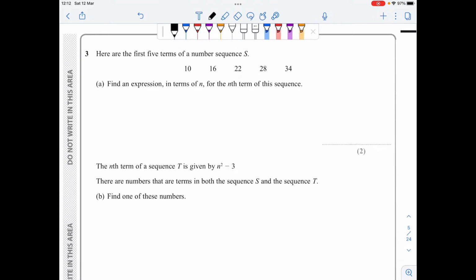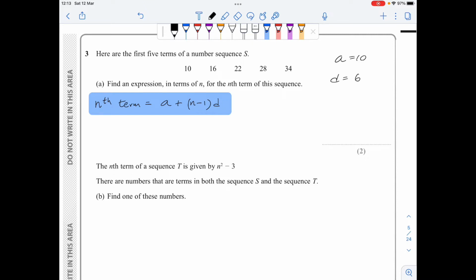In question 3, part A, I've got a sequence of numbers. Note that every time I'm adding 6 to get to the next one. So this is an arithmetic sequence, and the general formula for the nth term of an arithmetic sequence is the following. Where A is the first term and D is the difference.